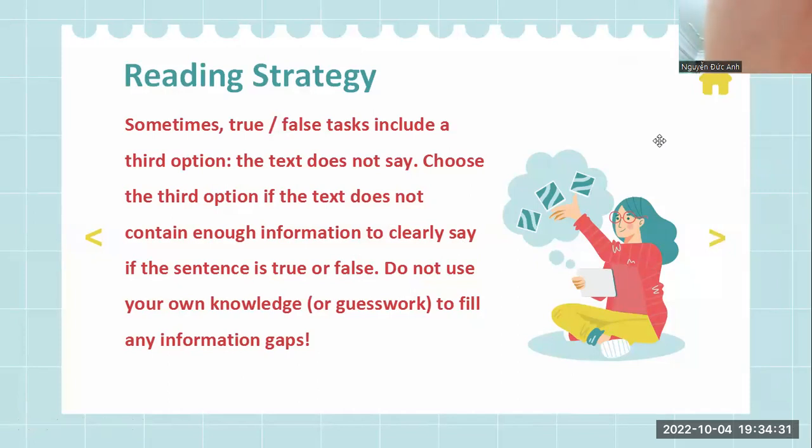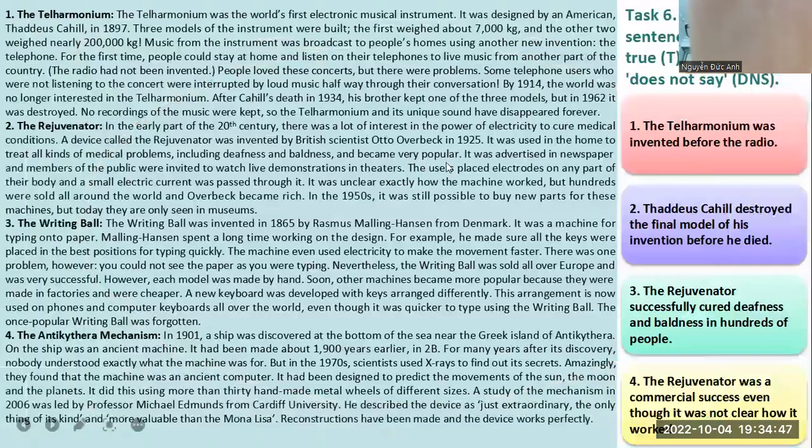So now, Anne, sometimes true or false tasks include a third option, which is the text doesn't say anything. If the text does not contain enough information to clearly say if the sentence is true or false, you don't use your own knowledge or guesswork to fill any information gaps, because you can choose doesn't say. So here, I want you to tell me true, false, or doesn't say. Number one, the telharmonium was invented before the radio.